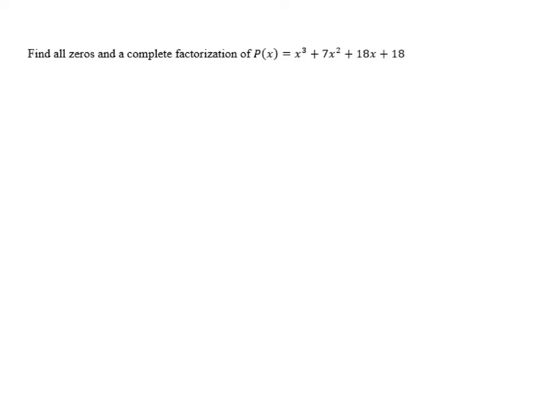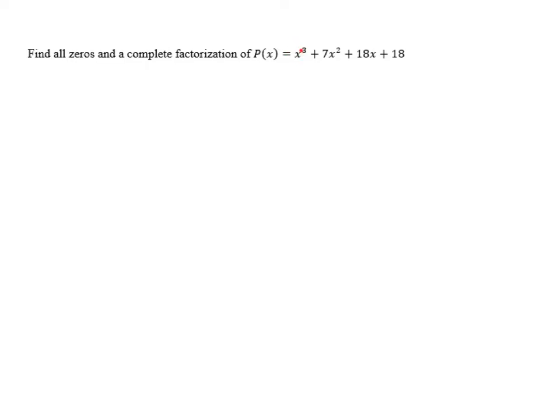Find all zeros and a complete factorization of p of x equals x cubed plus 7x squared plus 18x plus 18. Despite the fact that there are 4 terms, if we try factoring by grouping, it's just not going to work out. So we're going to have to use the rational zeros theorem to figure out the potential zeros. And from there, we'll have to try those potential zeros using synthetic division to see which one actually works.